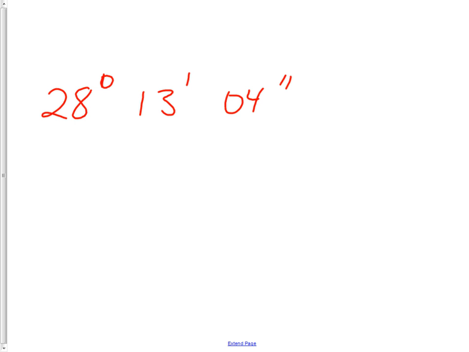Good. All right. So tell me, do I have to do anything to 28? No, it's just going to be 28 point something. And how do I get the beginning of my decimal? 13 divided by 60. And would you please tell me what that comes out to be? 0.2166. Okay.